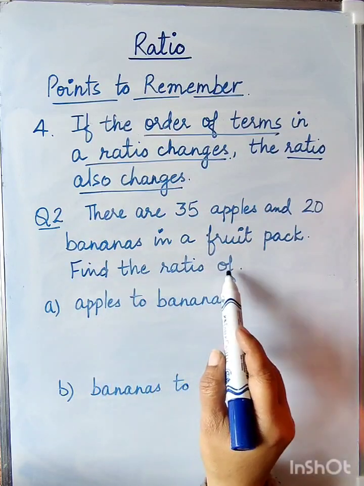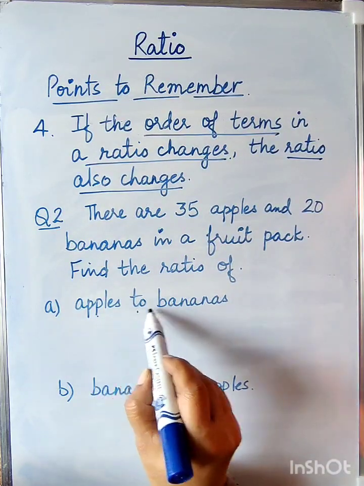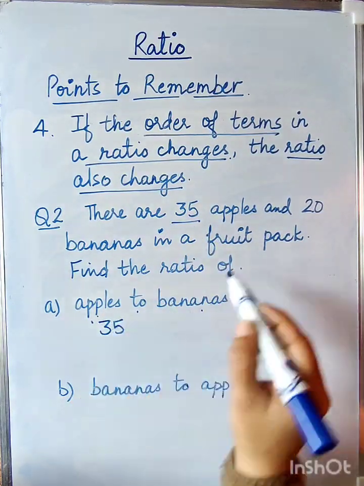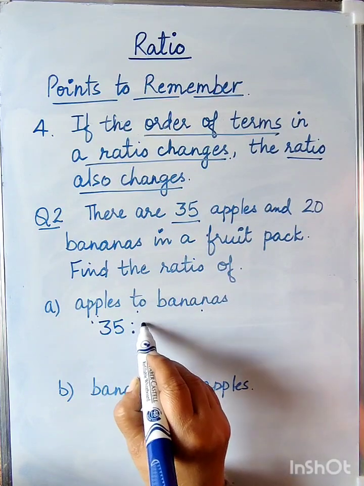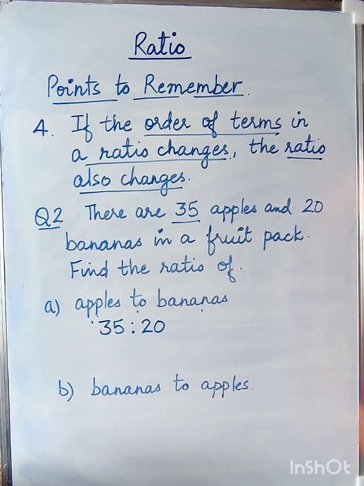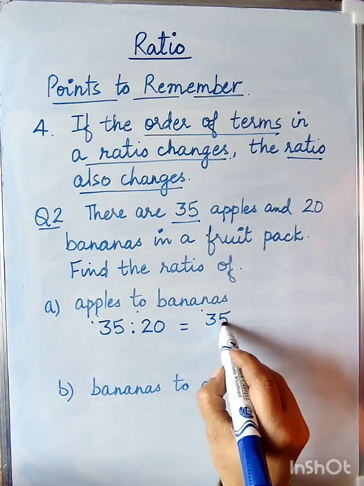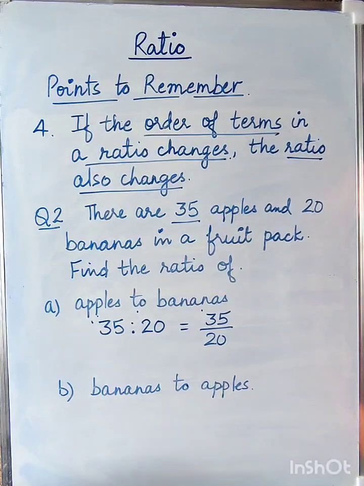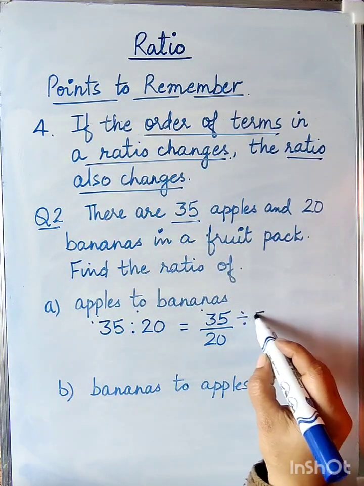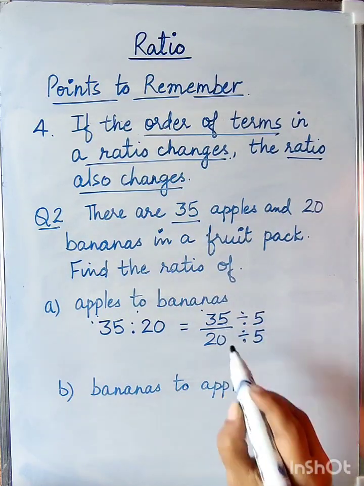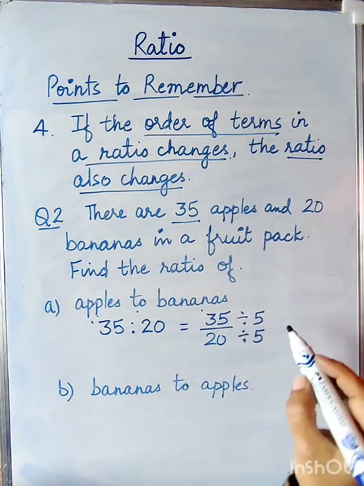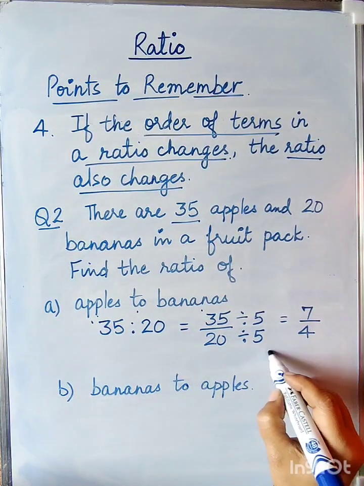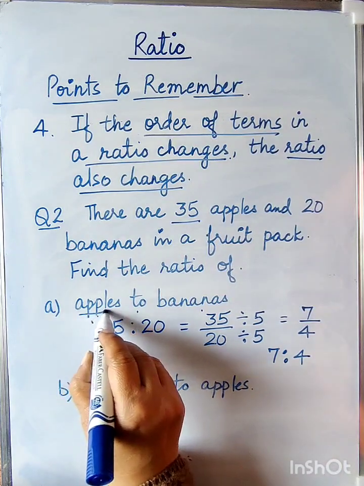We have to find the ratio, or compare apples to bananas. Apples are 35 in number, bananas are 20 in number. That means the ratio is 35:20, which we can express as 35 divided by 20. Now we can change the given ratio to the lowest term because both are multiples of 5. Let us divide both terms by 5. So we get 7 by 4 as the ratio, or your final answer for apples to bananas.